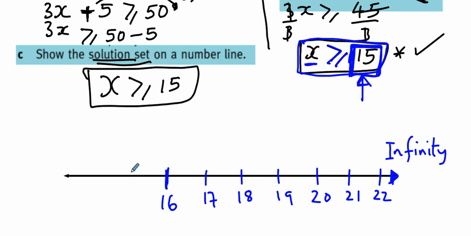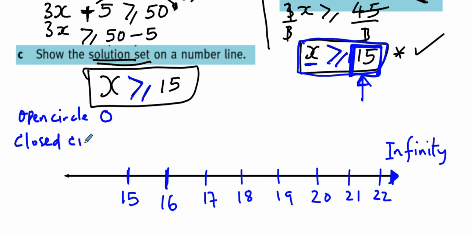Now from 15 here, do you notice that it says greater or equal? Now I will be introducing to you what we call an open circle, which we draw that way, and also a closed circle, which we draw in the same way, but we have to shade it to show that this is what we call a closed circle.